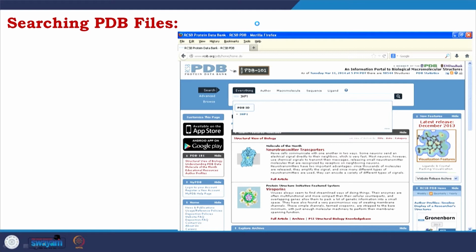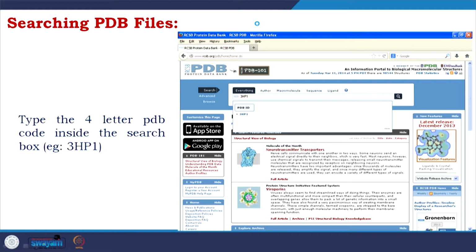So, first you need to get the PDB file. This is the home page of PDB. First you have to search the PDB file, and for that, if you remember, you have to use a 4-letter number combination, which is called a PDB code.